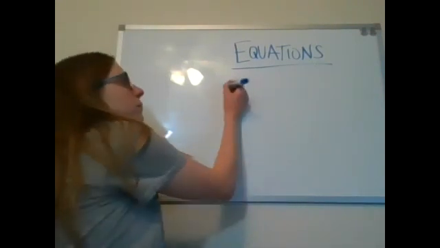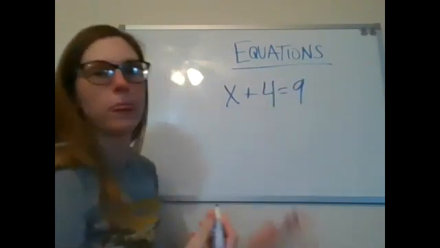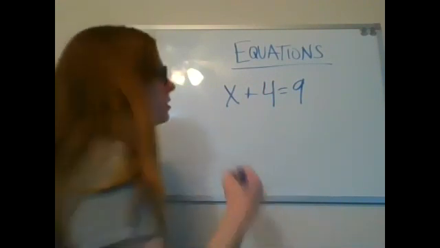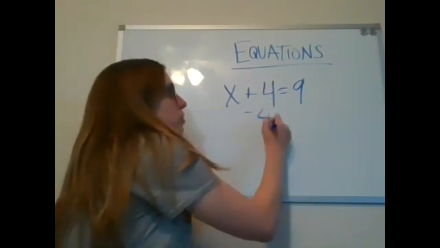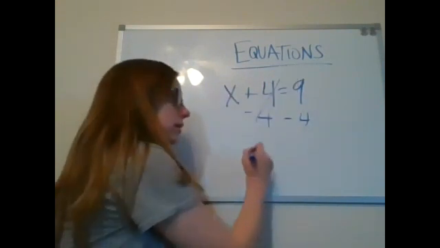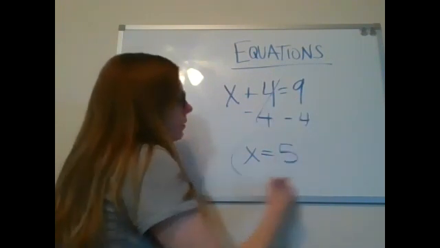So for example, if we have x plus 4 equals 9, there's addition. So to reverse that and solve for x, we're going to do subtraction. So we subtract 4 to get this x by itself. Those cancel. X equals 9 minus 4 is 5.